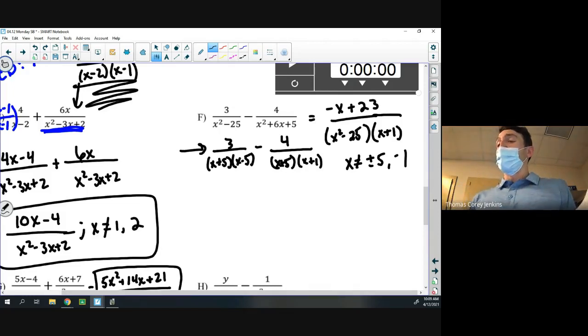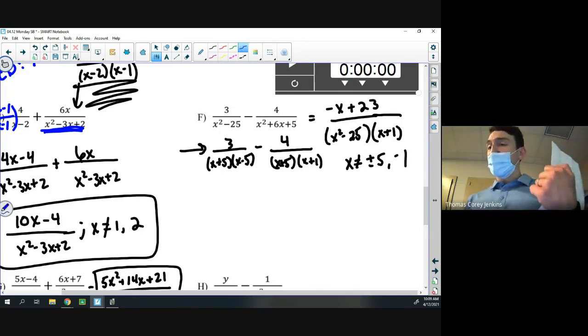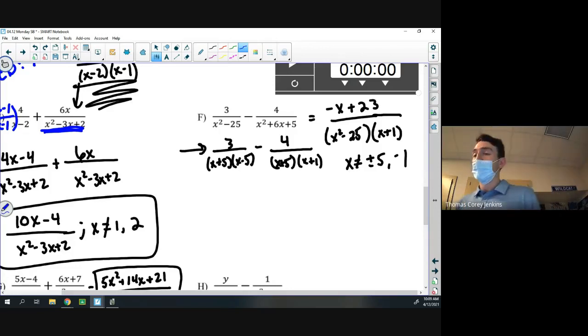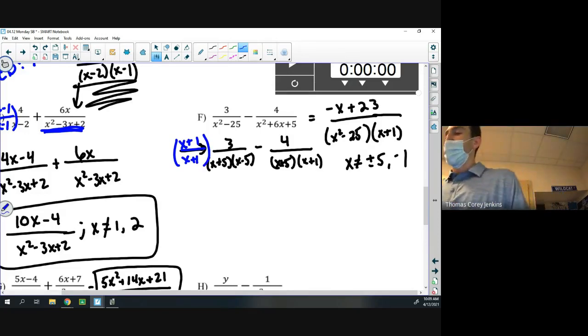So without doing that, we don't see that they already have that common factor of x plus 5. So then my LCD is going to be x plus 5 times x minus 5 times x plus 1. That tells me I'm going to multiply this side by x plus 1 over x plus 1, and the other side by x minus 5 over x minus 5.